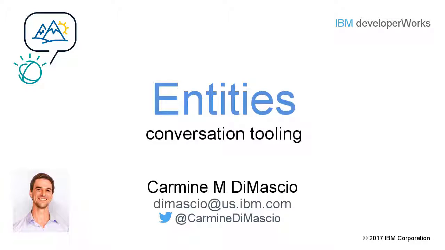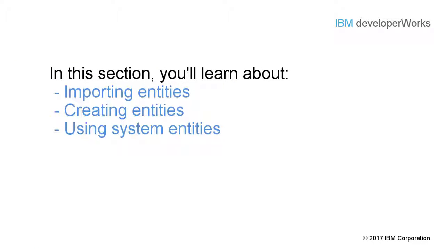Now that we've learned a bit about entities, let's go ahead and use the tooling to create some. In the section on entities, we learned that there are two ways to create them. One, we can import them from a CSV file, and two, we can create them from the UI. We also learned that there is a built-in set of system entities. In this section, we'll see how you can use the Watson Conversation tooling to both import and create entities, as well as use system entities.